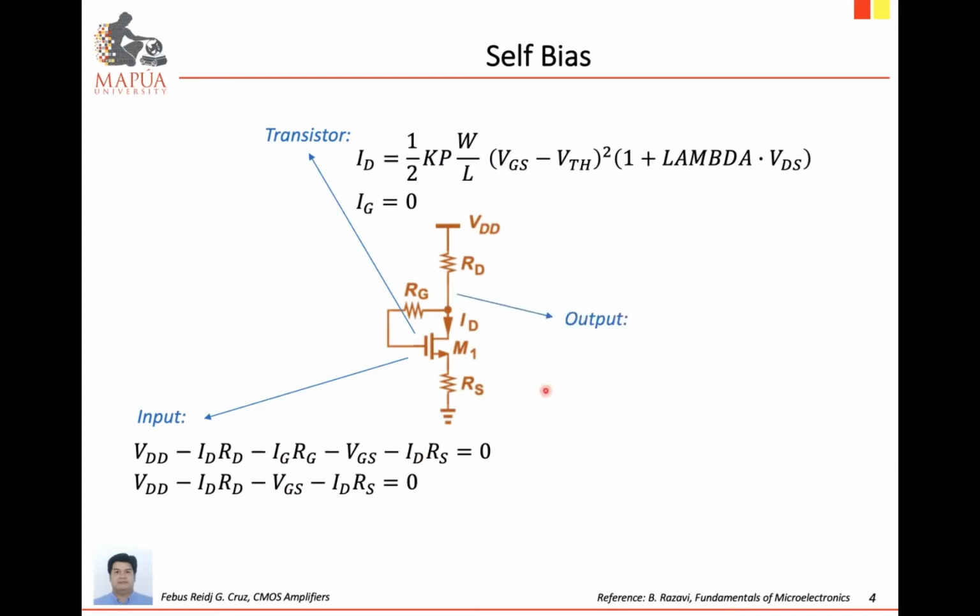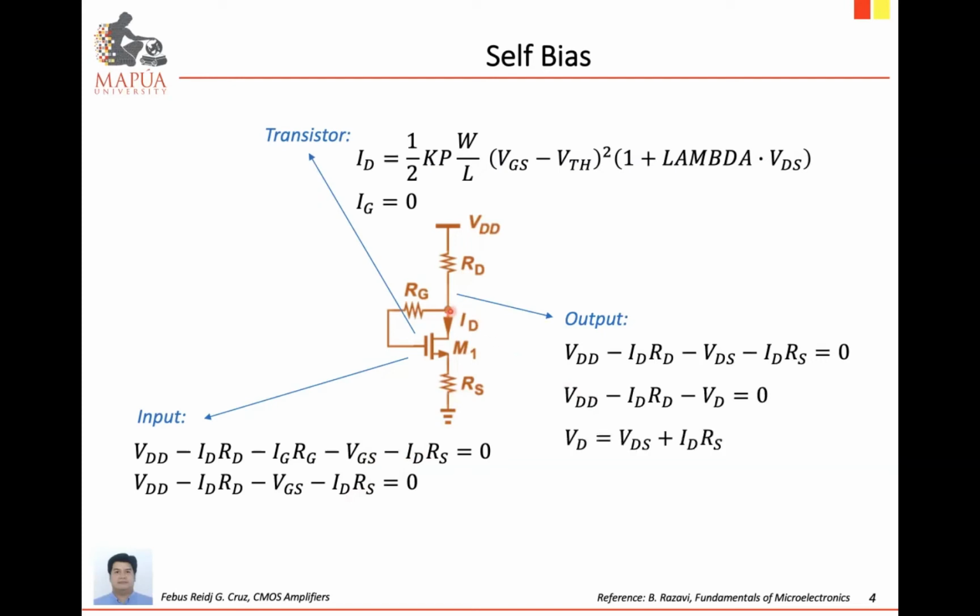Then across the output, you can have VDD minus IDRD, and then minus VDS, and then minus IDRS. And again, you can have it in terms of the drain voltage. The drain voltage would be equal to VDS plus IDRS, and the source voltage will be equal to IDRS. So again, were you able to follow the equations?